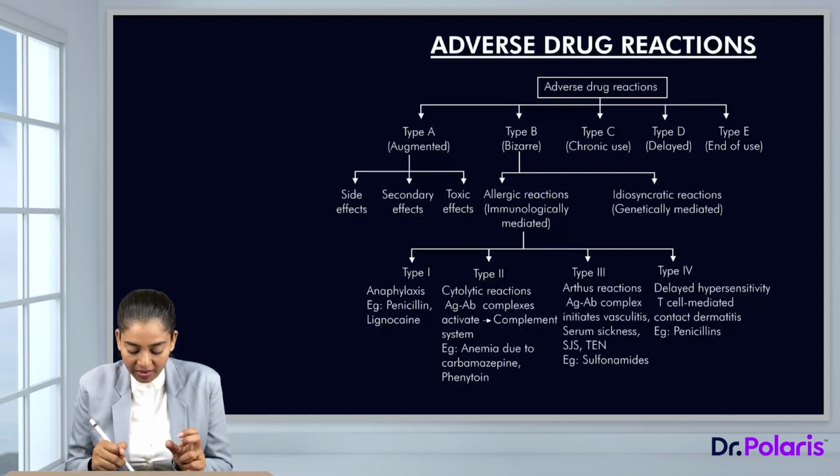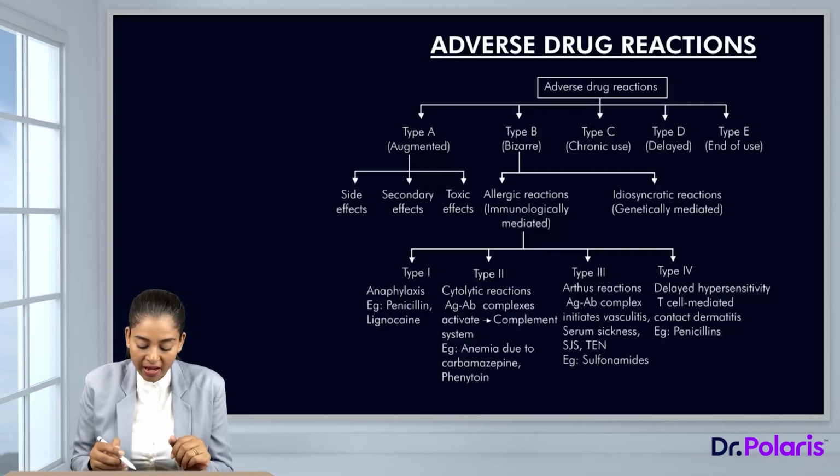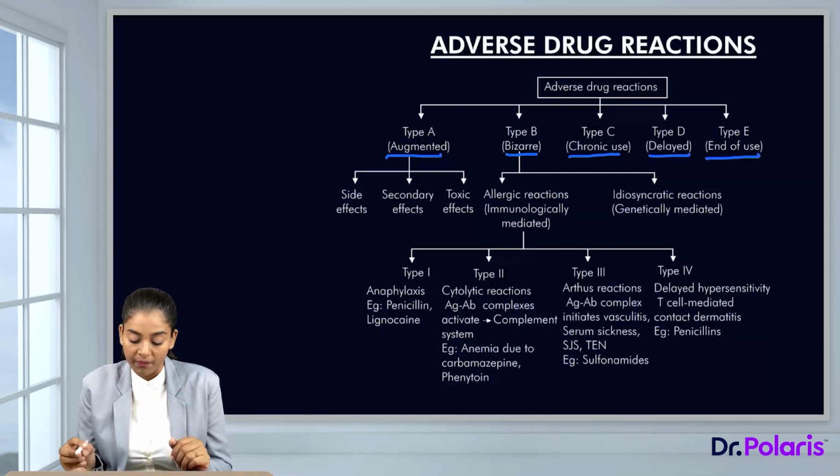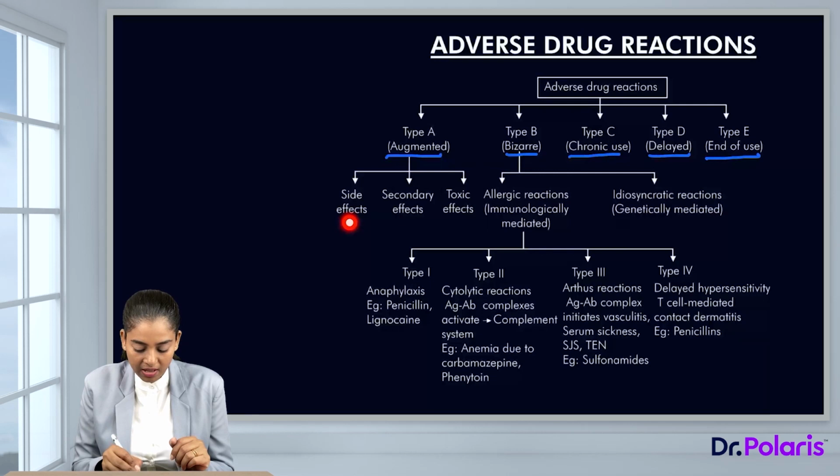So they can be of different types. This could be used as a mnemonic: A, B, C, D and E. Five types of adverse drug reactions. A for augmented, B for bizarre, C for chronic use, D for delayed use and E for end of use. Under type A we have side effects, secondary effects and toxic effects.